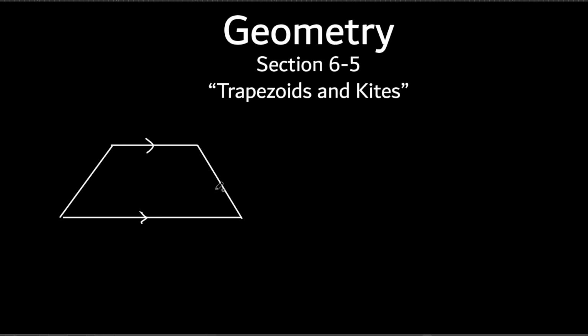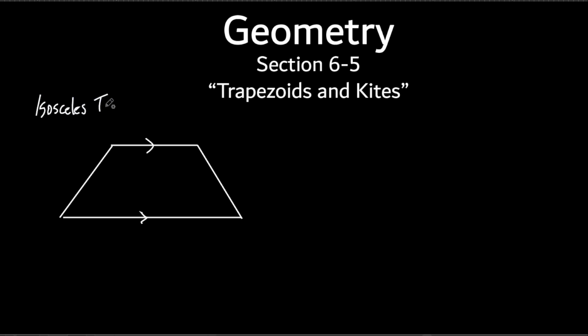So a trapezoid is a quadrilateral with one pair, exactly one pair. Okay, not at least, because if it was at least, they could have two pair. It has exactly one pair of parallel sides. Everybody got it? Okay, so what I'm going to do is talk specifically about a thing called an isosceles trapezoid.